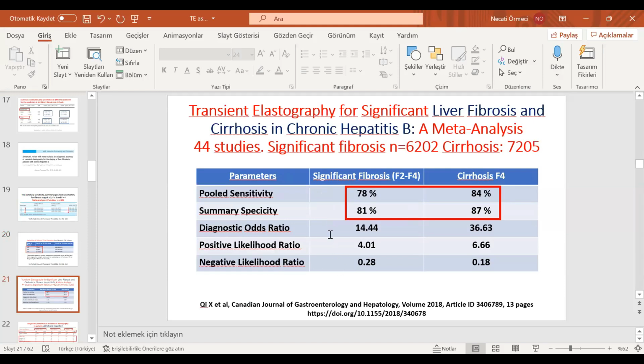Dr. Xiaolong also reviewed and published these articles. This is also very nice articles. Pooled sensitivity is 78% for F2 to F4, but for cirrhosis, pooled sensitivity is 84%. Specificity is 81% for F2 to F4, but for cirrhosis, 87%.